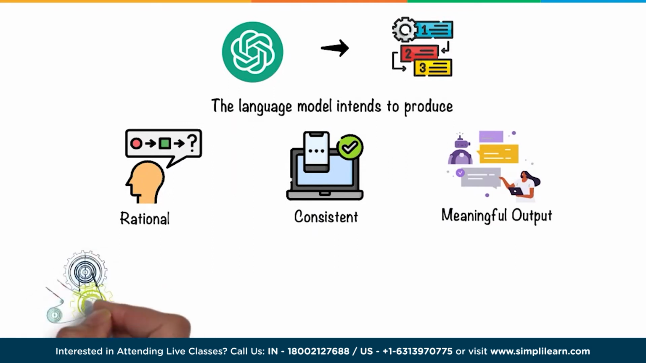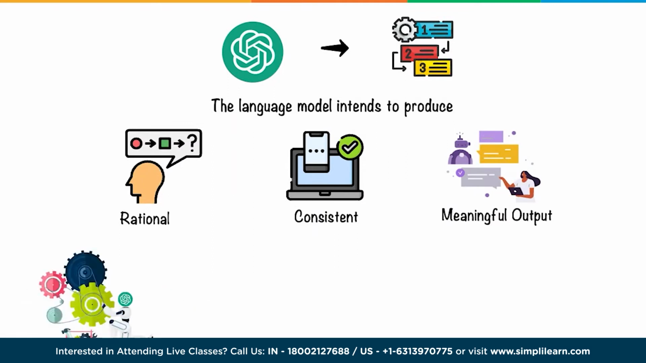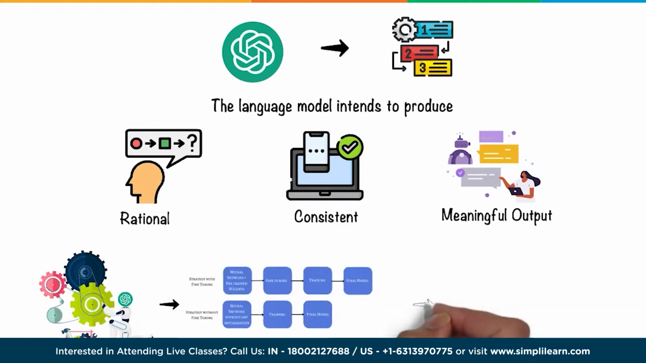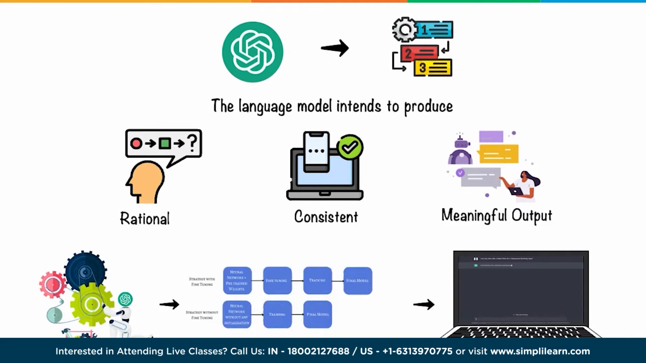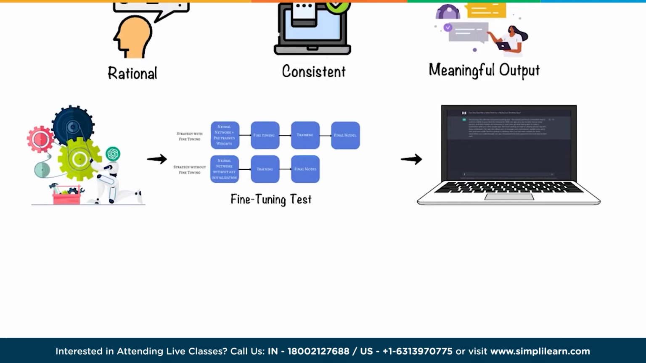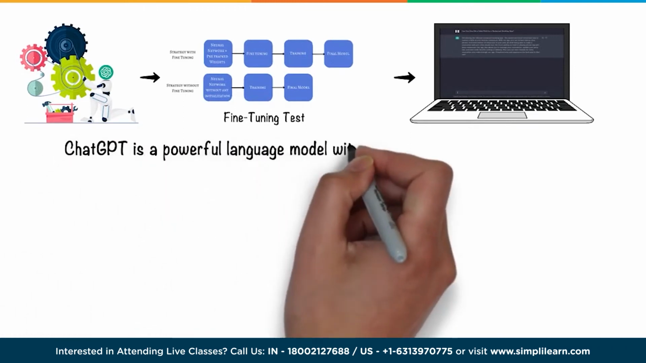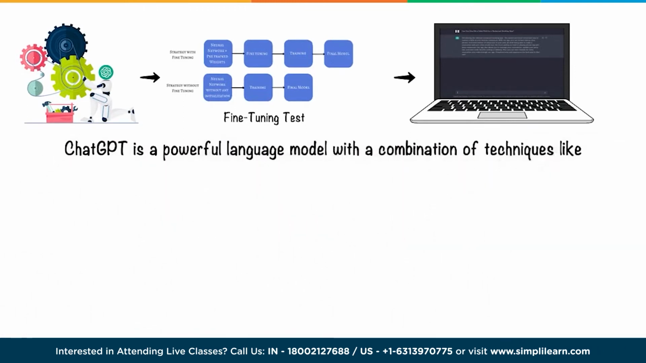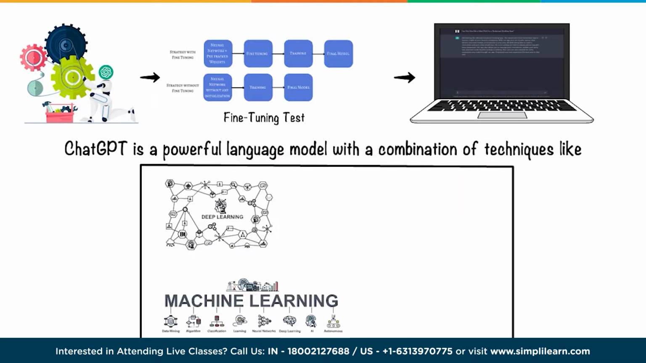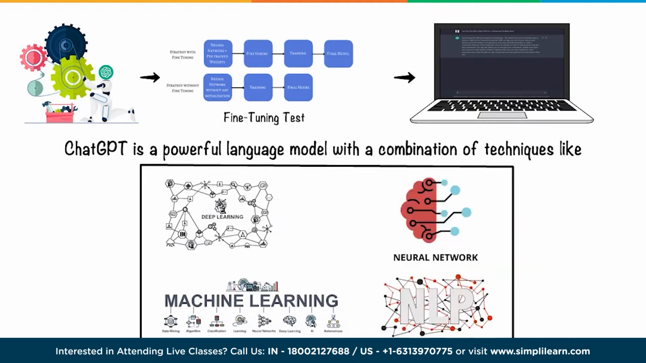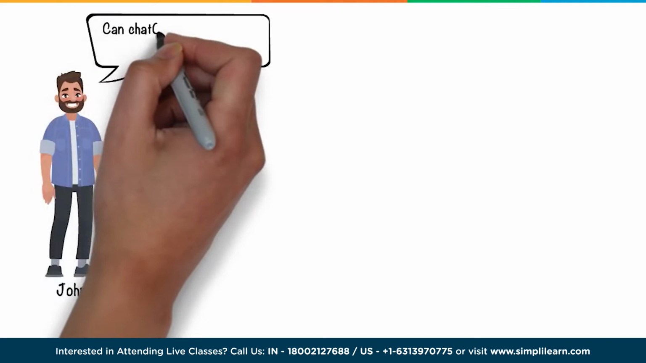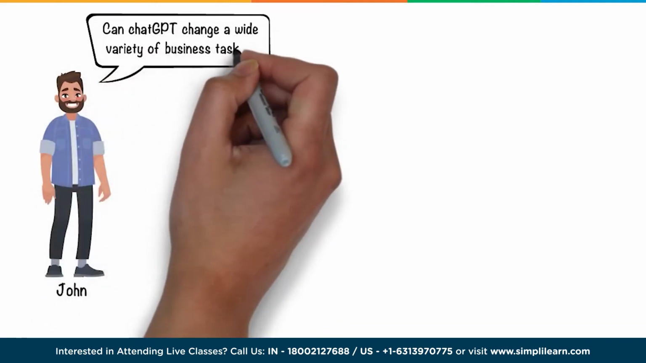The pre-trained ChatGPT can be tuned for a specific task. So ChatGPT passes a fine-tuning test by answering questions, generating text summaries, or generating text in response to a query. Overall, ChatGPT is a powerful language model with a combination of techniques like deep learning, machine learning, neural networks, and natural language processing. Can ChatGPT change a wide variety of business tasks?